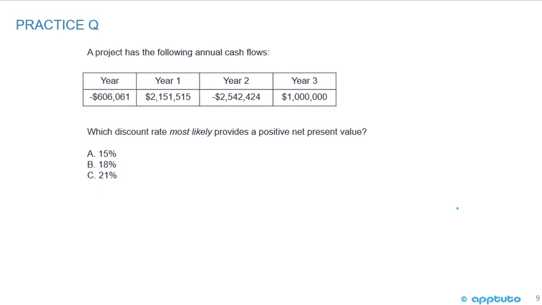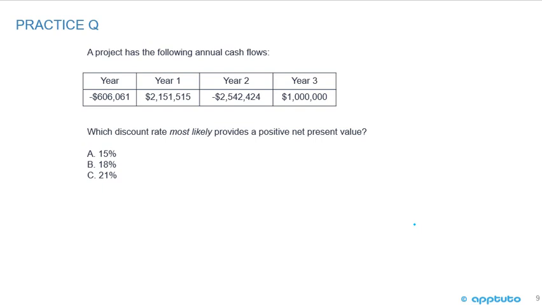So a practice question to check our understanding. A project has the following annual cash flows. In time 0, we've got negative $606,061. Year 1, we've got $2,151,515 positive. Year 2, so this is a non-conventional cash flow. We have another negative of negative $2,542,424. And then finally in year 3, we have a positive inflow of $1 million.